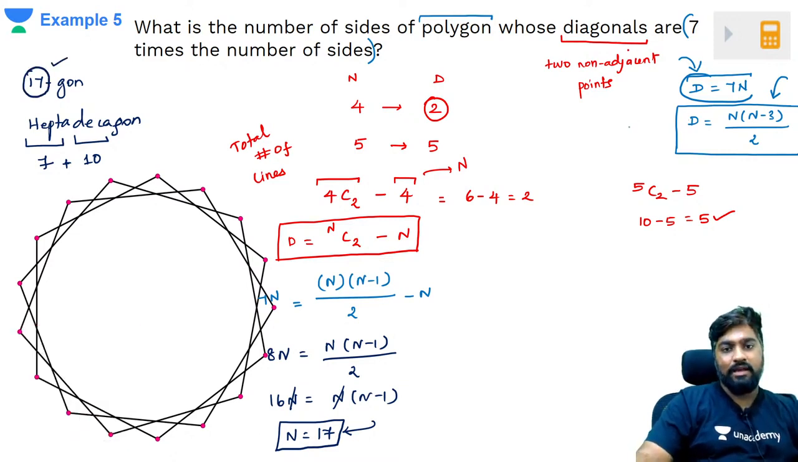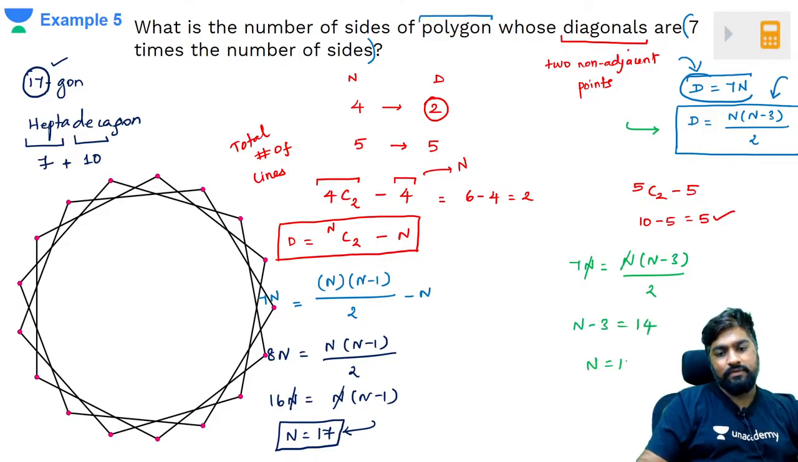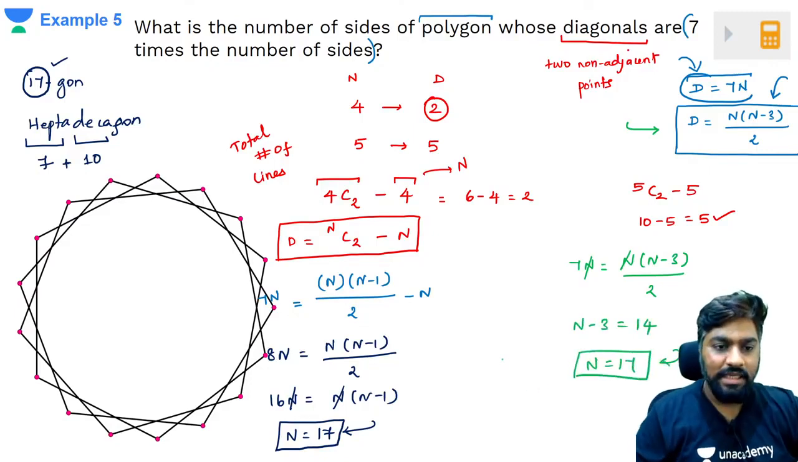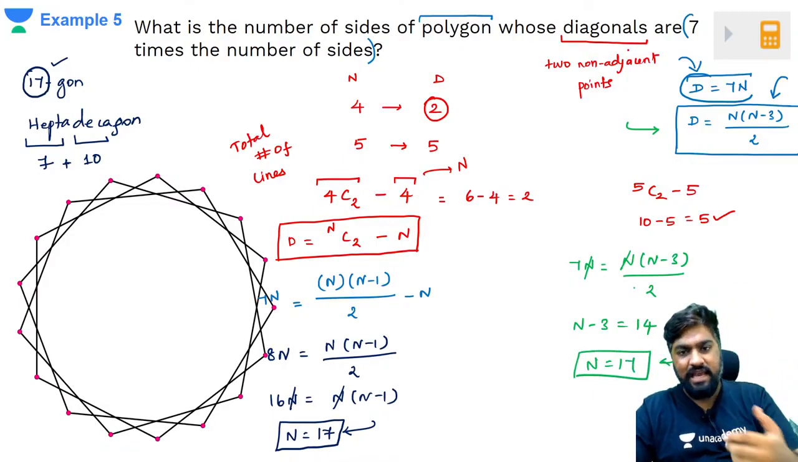Now if you are aware of this formula, then you can directly use this formula also. That is, 7 times n is n into n minus 3 by 2, directly using the formula. So n gets cancelled off. Take the 2 to the other side, you have n minus 3 is 14, or n is 14 plus 3, 17. Cool. Either way, if you remember the formula, directly use it, saves time, very good.